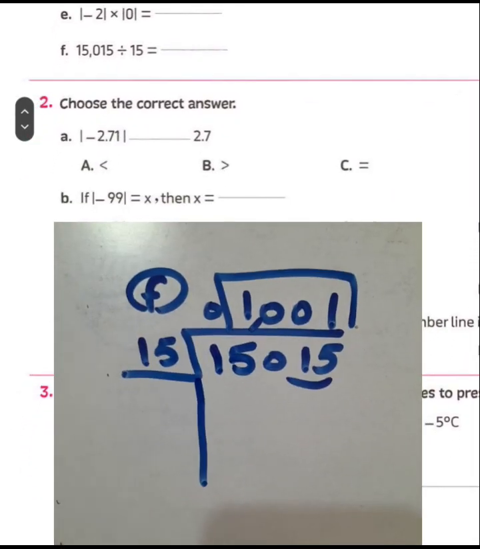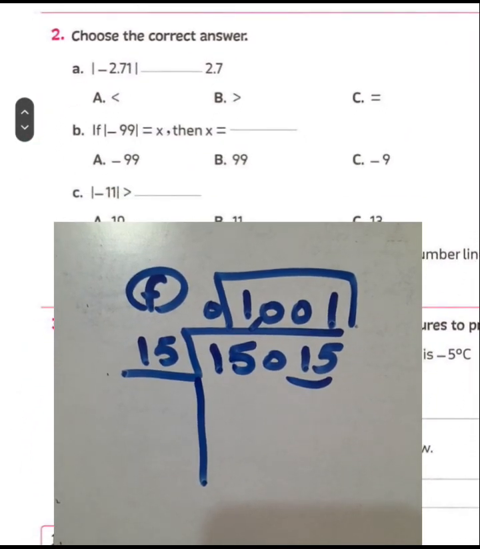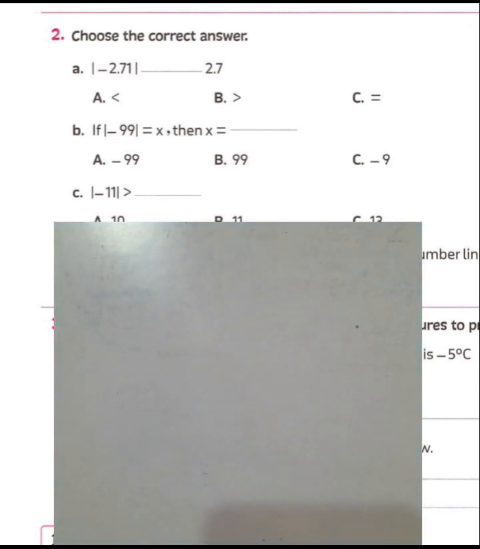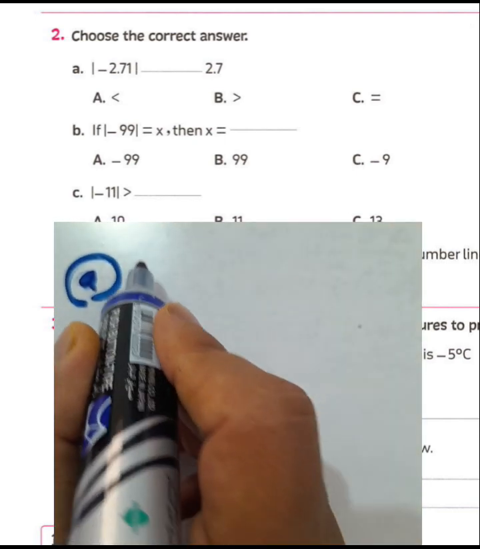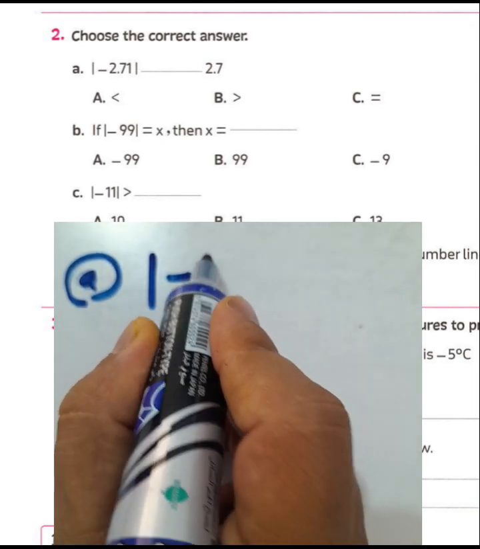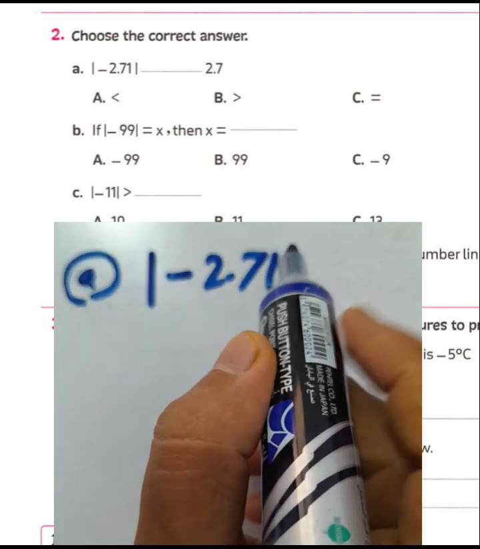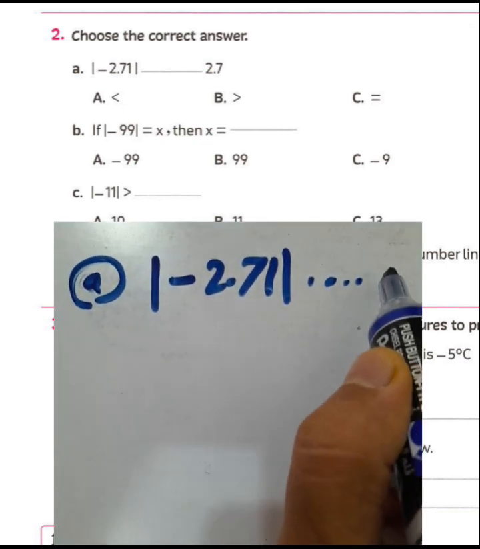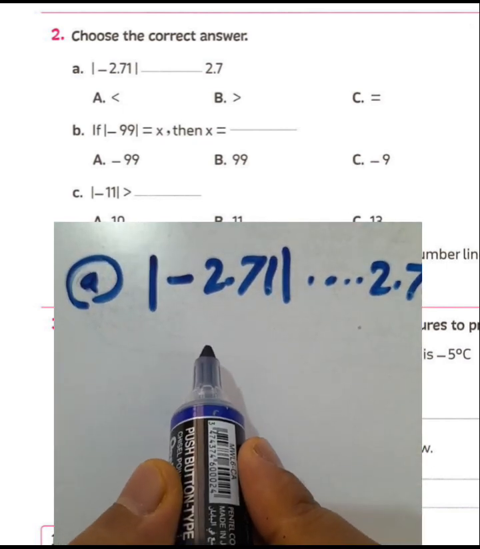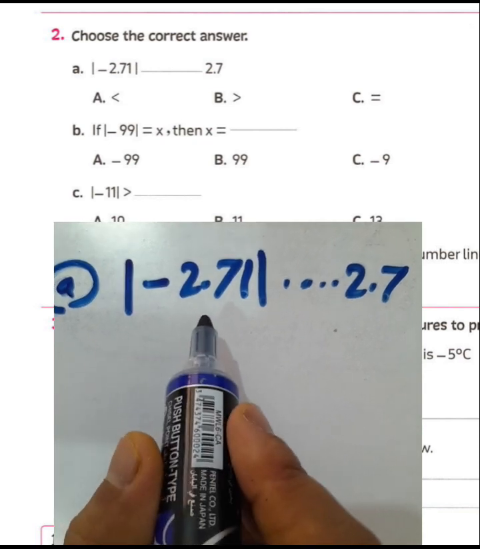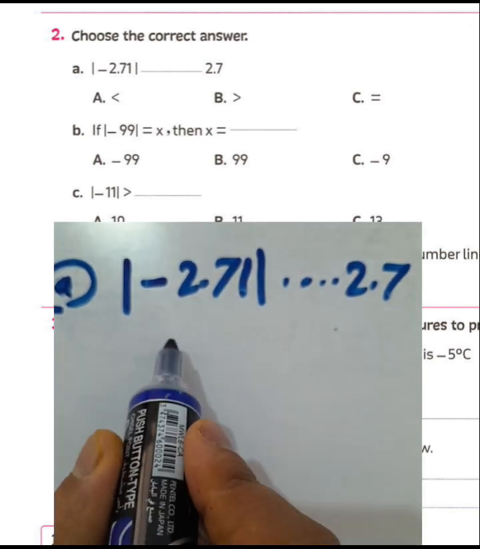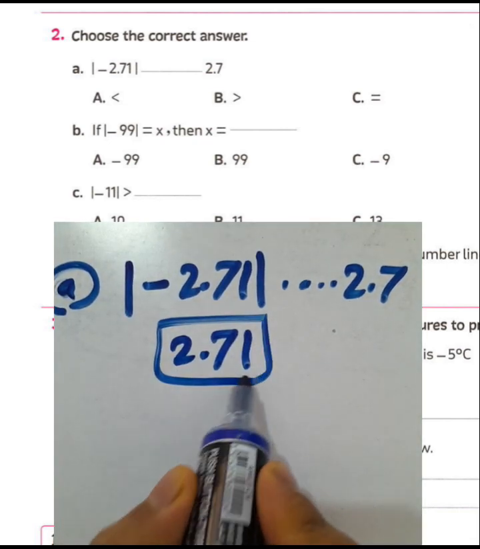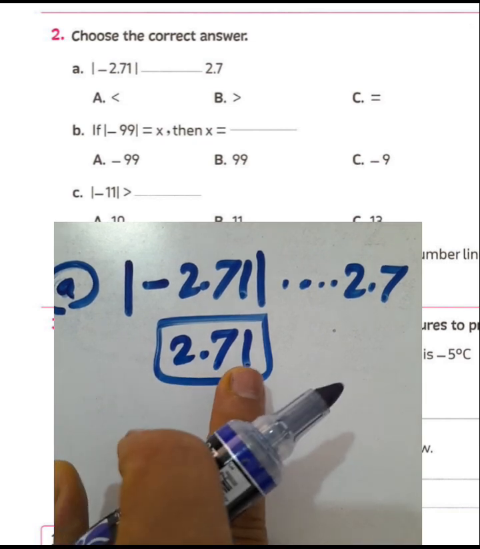Question number 2, letter A. Choose the correct answer. Letter A. The absolute value of negative 2.71 or 2.7 will be equal, because the absolute value of negative 2.7, it will be what? Oh, sorry, it was 2.71. Okay. The result for this number will be 2.71.